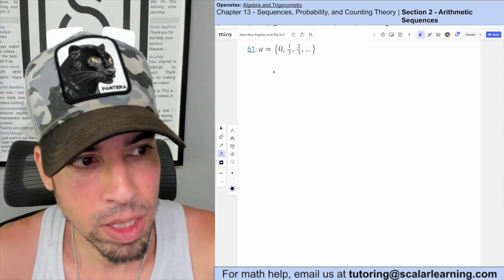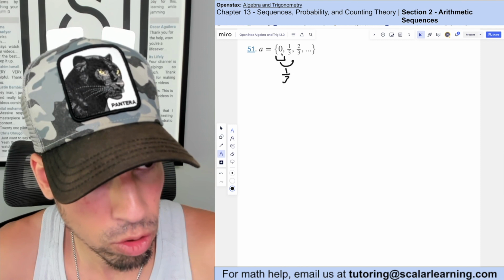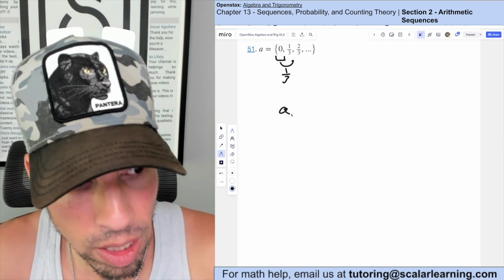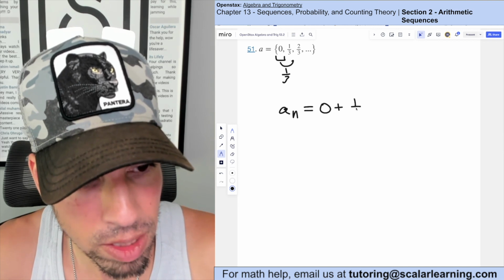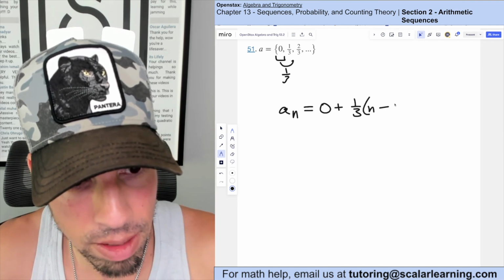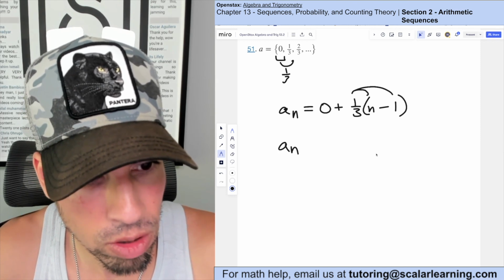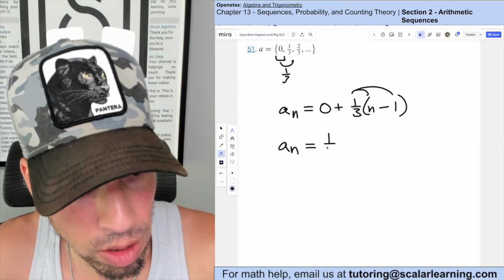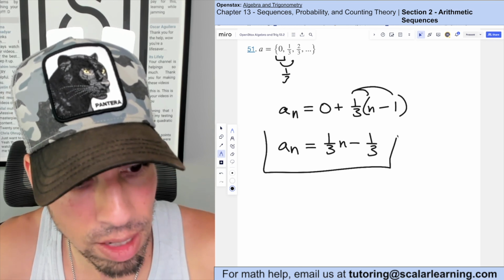Done. So for this one, it looks like our first term is 0 and our common difference is 1/3. It's going up by 1/3 every time. So we'd say a sub n is equal to 0 plus the common difference 1/3 times n minus 1. We're going to distribute, and we get a final answer of a sub n equals 1/3 n minus 1/3. That's how you do it.